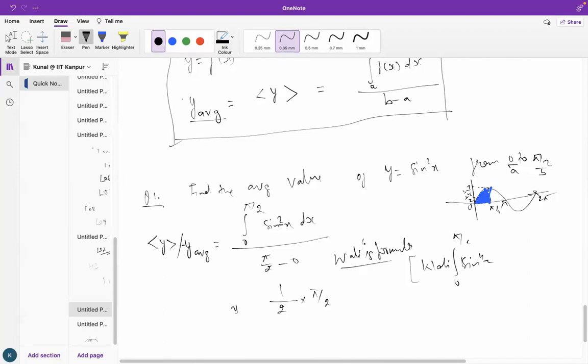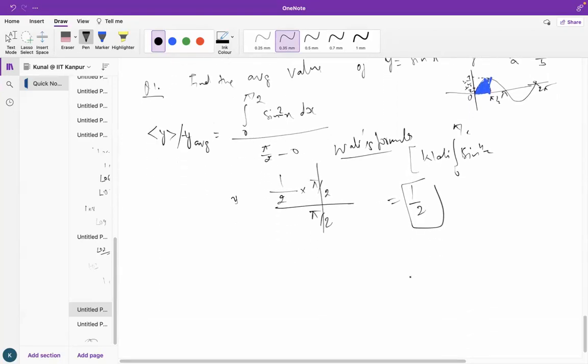Okay, so there will be like 1 by 2 into pi by 2, and there is the value pi by 2. So this gets cancelled, so we get the average value is 1 by 2. Look at here. So what we get: the average value of y, which is the average value of sine square x, is equal to nothing but 1 by 2. So this is our average value.